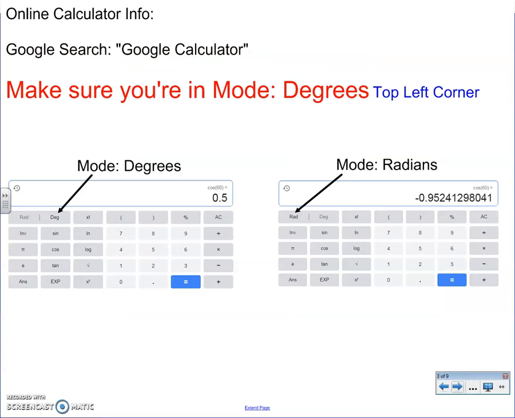If you don't have a TI-84 graph calculator, you can use a calculator online. Just Google search Google Calculator. At the very top, you'll see one of these two things. Make sure, again, you're in mode degrees. That's in the top left corner. So here, notice that this is darkened because I'm in degrees mode. For the other one, I'm in radians, so that's darkened. But the cosine of 60 degrees is 0.5, which is correct. The cosine of 60 radians is that negative number from before. All right, again, make sure you're in degrees.